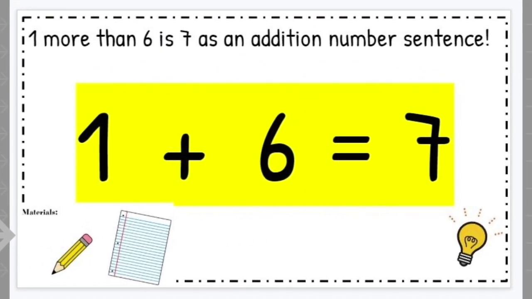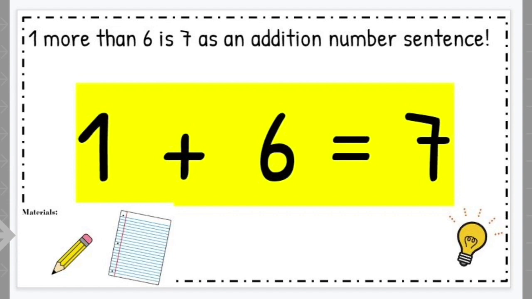There's that light bulb again. With your pencil and your paper, let's hit our goal by writing an addition number sentence to show 1 more. So in this practice problem that we just did, 1 more than 6 is 7. So to show that as an addition number sentence, 1 plus 6 equals 7.